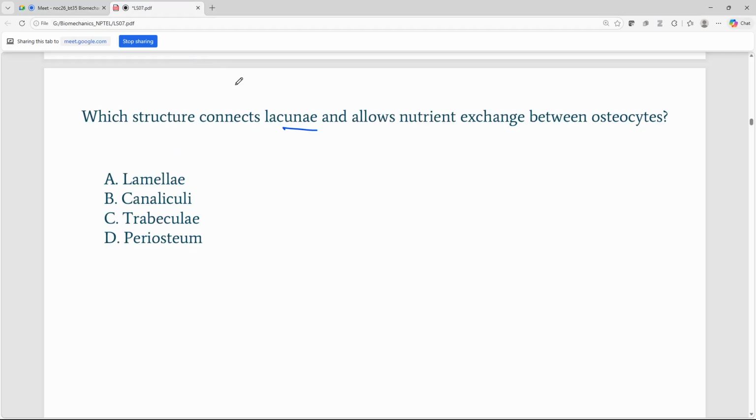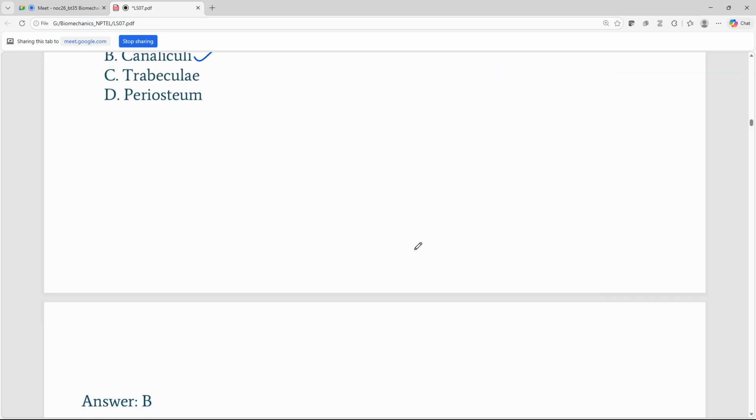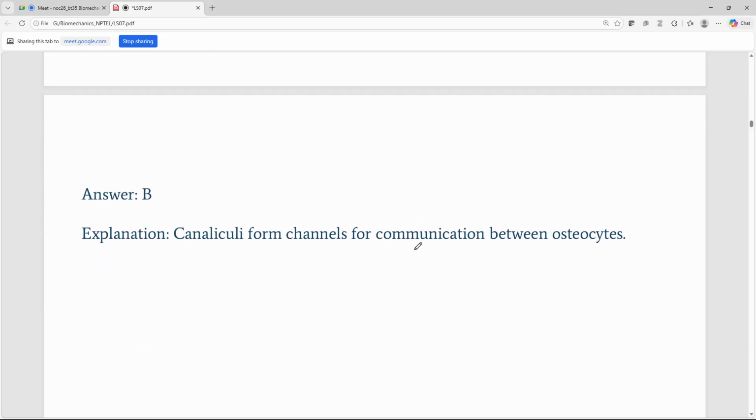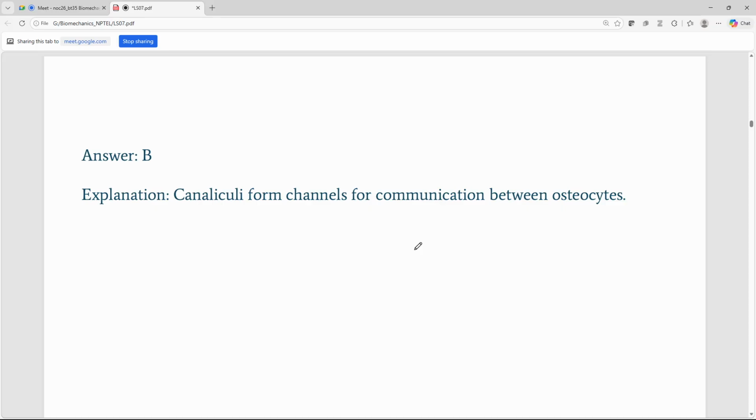Option B, canaliculi, is the right answer. Canaliculi is the system of interconnected canals or channels which communicates between osteocytes. So our answer is option B, canaliculi.